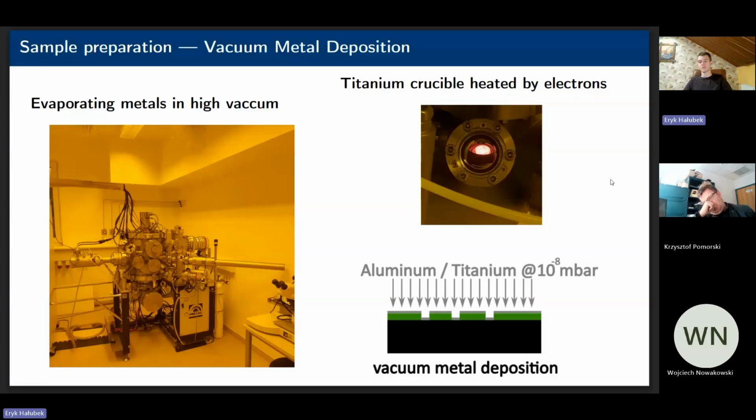But if your rate is right, so you have to know such a trivial parameter as how quickly you want to put your layer onto the sample, it is really important. When you do it with the right rate, you can make a great sample. But in the case of titanium, if you do it with a really low rate, it changes everything and makes your sample non-conductive.